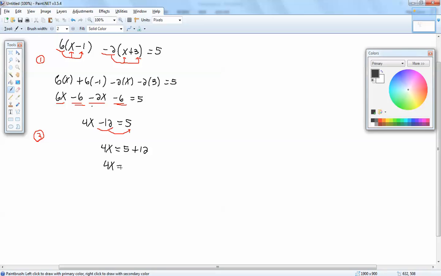Now our note at the top said to combine numbers in any step. 5 plus 12 gives us 17. And step 4. We want to divide both sides by the number in front of your x. The number in front of your x is a 4, so we're going to divide both sides by 4. And those 4s are going to cancel, and our answer is going to be 17 fourths.